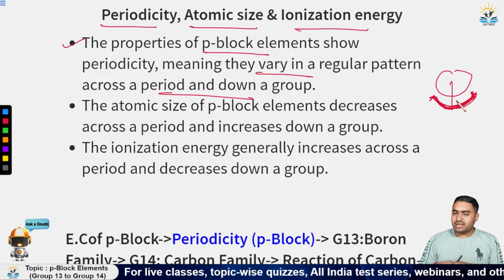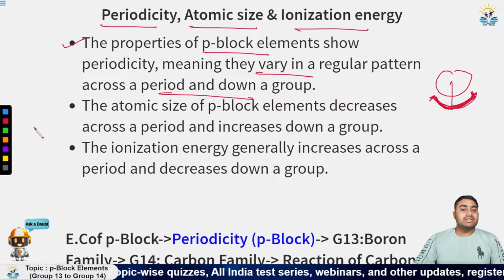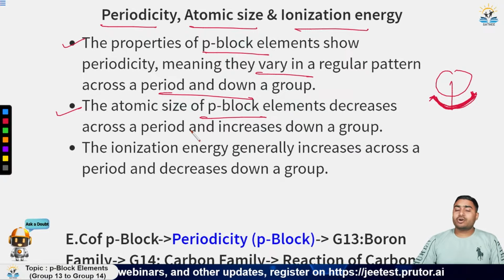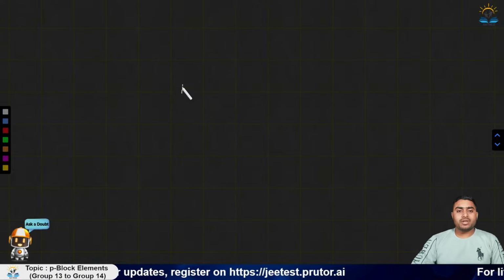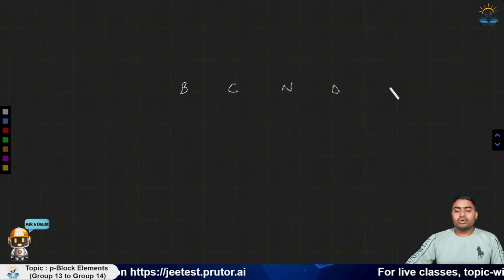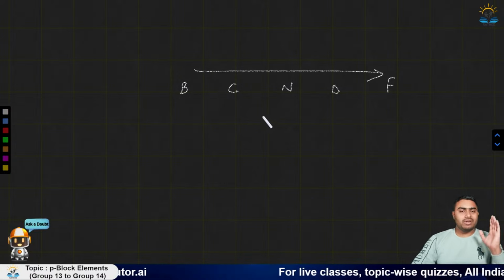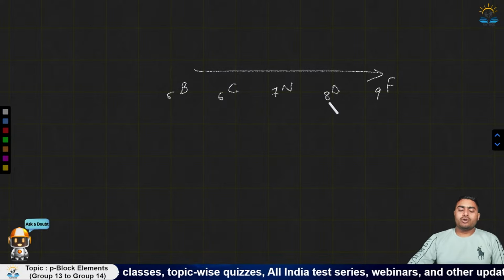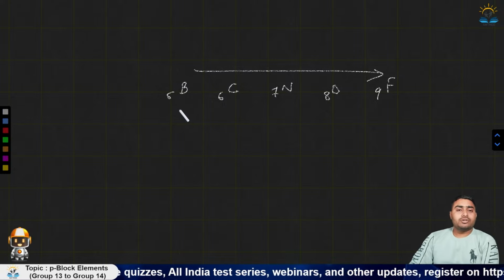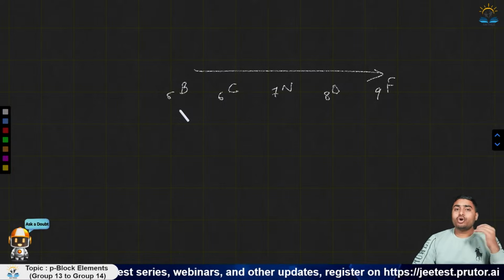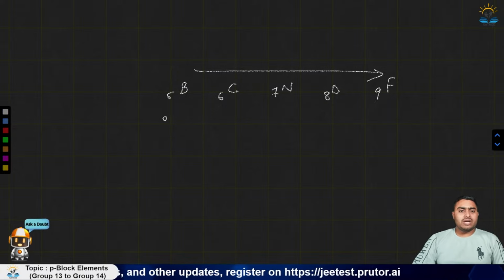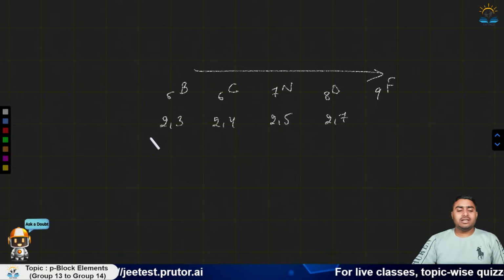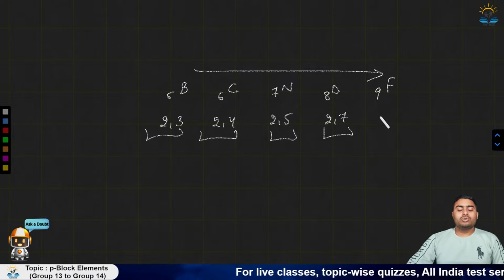If we are moving across a period or down a group in the periodic table, the atomic size of p block elements decreases across a period and increases down a group. Suppose I am comparing boron, carbon, nitrogen, oxygen, fluorine, moving left to right. Boron atomic number 5, carbon 6, nitrogen 7, oxygen 8, fluorine 9. What is happening here? The number of protons and electrons are increasing, but the interesting part is, if I write the electron configuration in terms of K, L, M, N, it is 2 3, then 2 4, then 2 5, then 2 6, then 2 7. In each case only 2 shells are there.